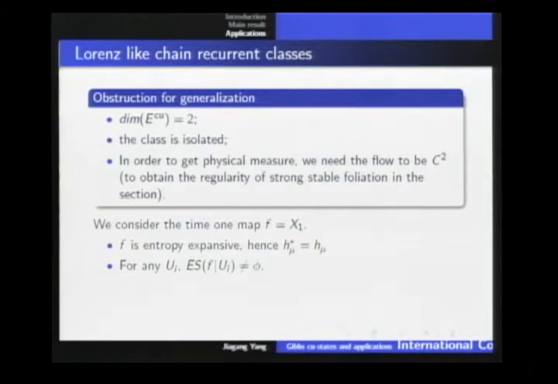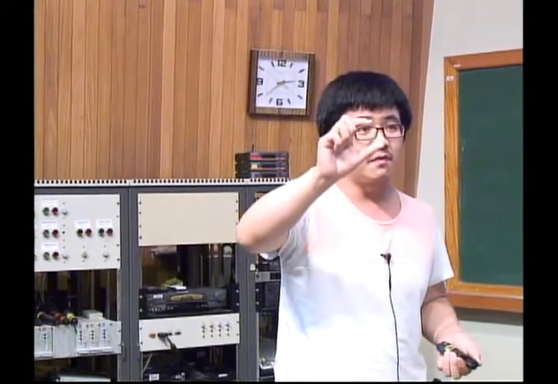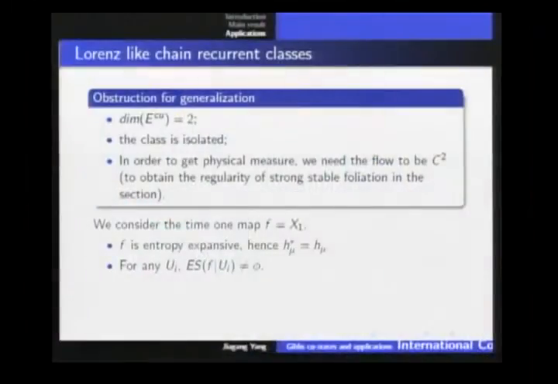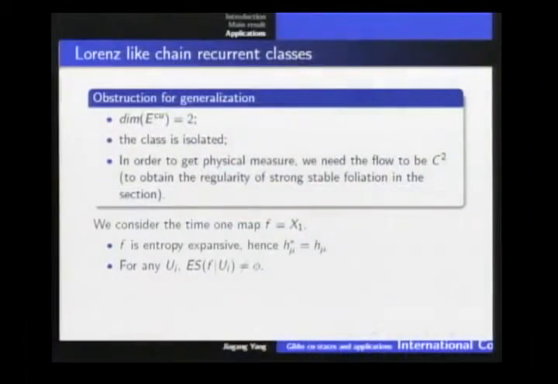I would like to say it's expansive, but many people who study flow tell me there are millions of definitions of expansion, some are false, some are correct. So let's forget that for the flow. So it's entropy expansive, okay? Entropy expansive is defined by the Bowen ball: the infinite Bowen ball has entropy zero, because in this case the Bowen ball should be a segment along the flow direction, okay? So if it's entropy expansive, the entropy is semi-upper continuous, and the star entropy corresponds to the entropy.